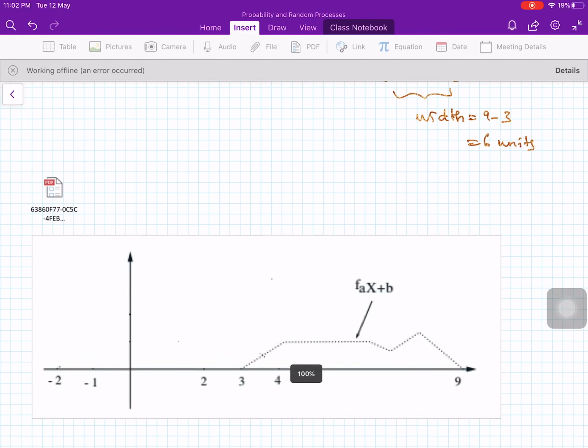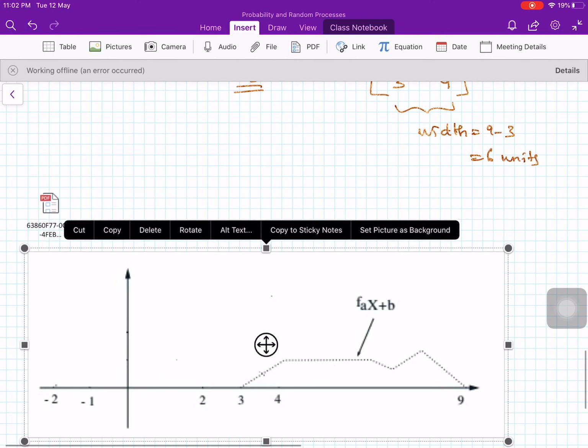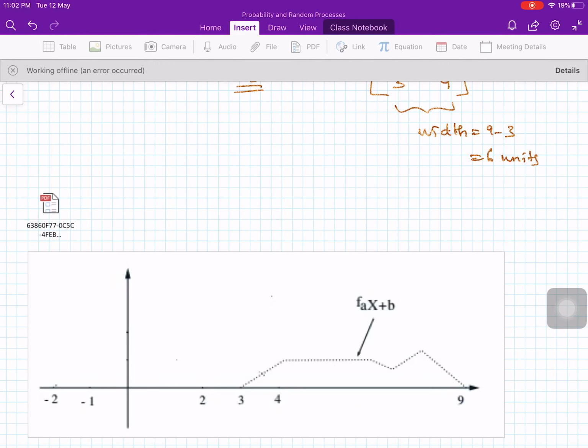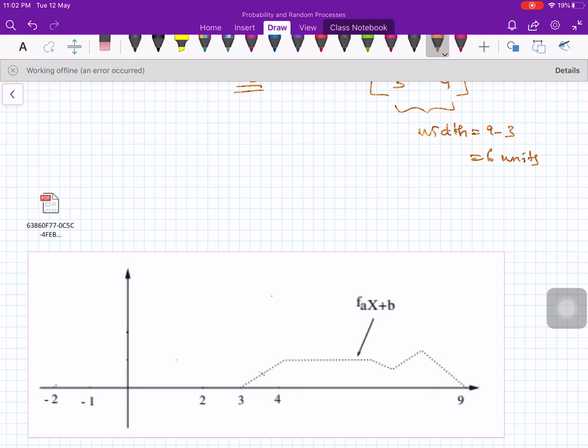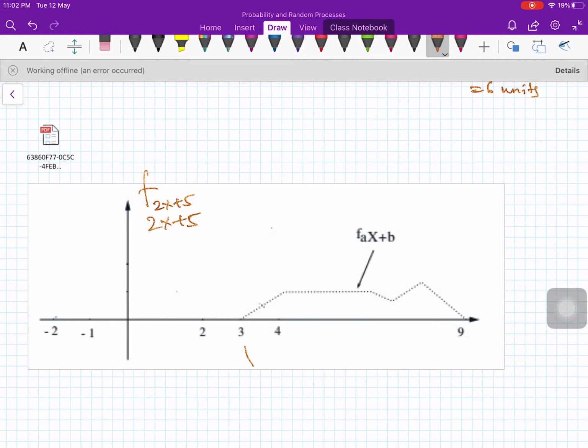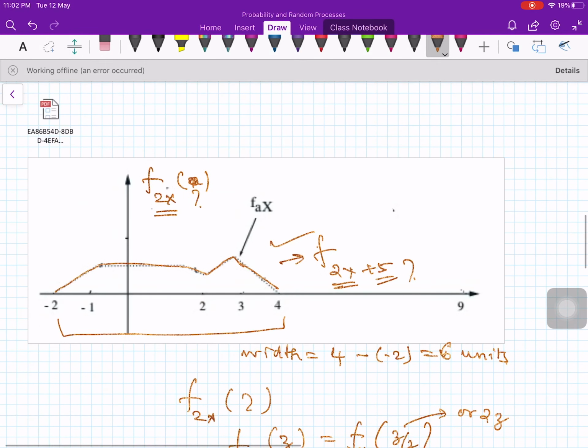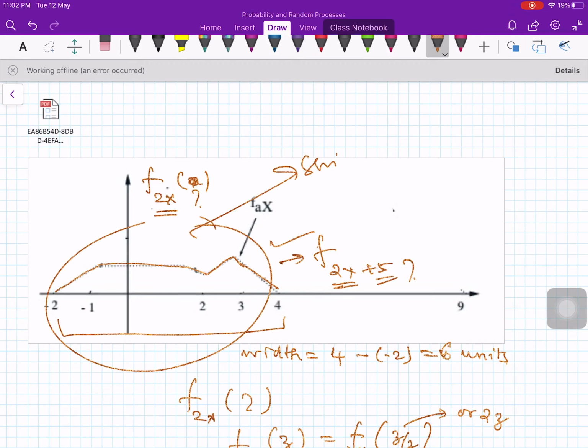Okay, so this is your 2, draw, I choose the pen. Okay, this is 2x plus 5, f of 2x plus 5. This is a density function of this one. So the new thing is completely shifted here, and originally it was -2 to +4. If you look at here, it is -2 to +4. The whole thing is shifted by 5 units.